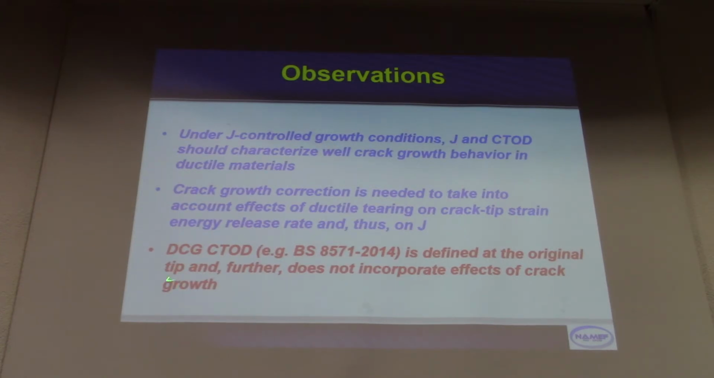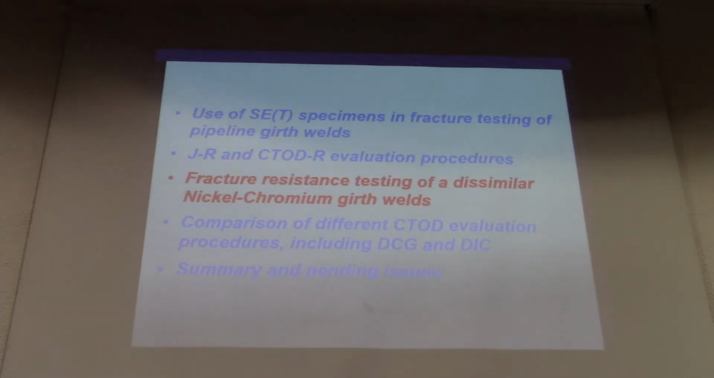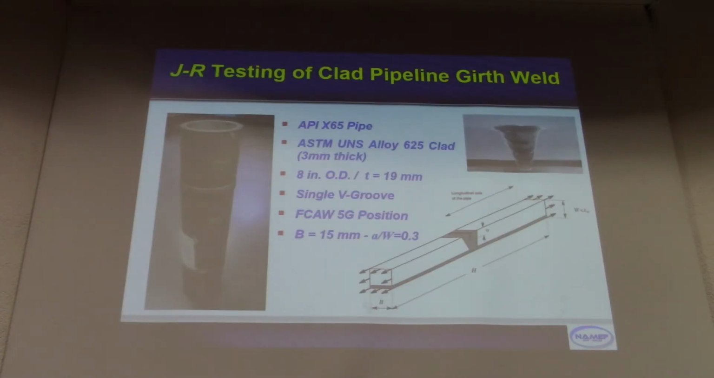In particular, the double clip gauge CTOD, which is now standardized in the British standard 8571. It's a recent standard. The standard does not address all the issues, but nevertheless it's a standard. It defines the CTOD at the original crack tip, and also does not consider the effects of crack growth on J and consequently on CTOD. And we are going to see the testing that we did at the University of São Paulo.